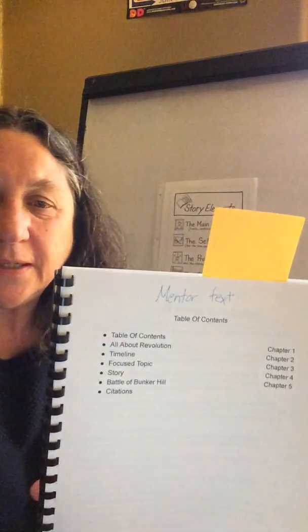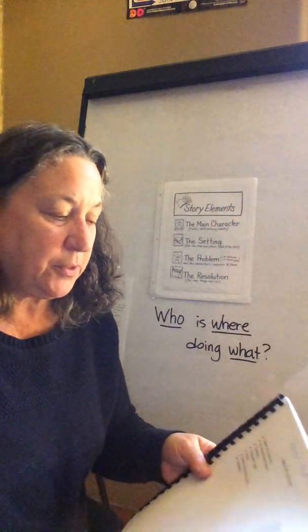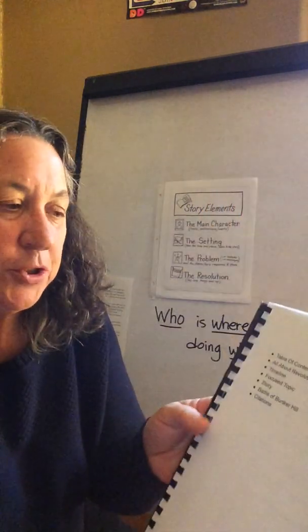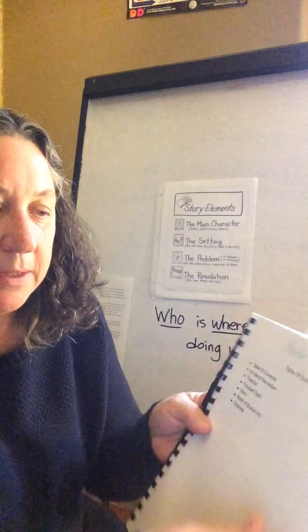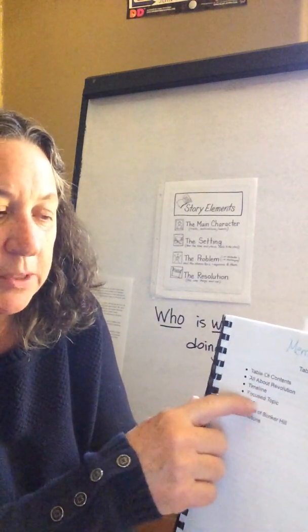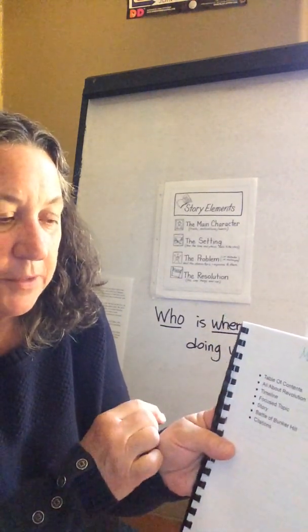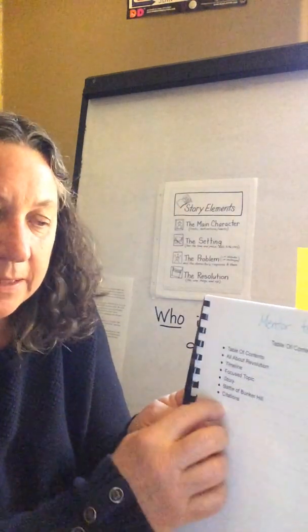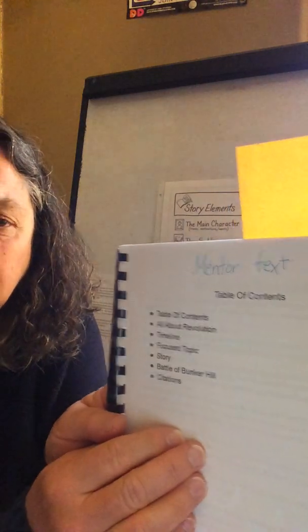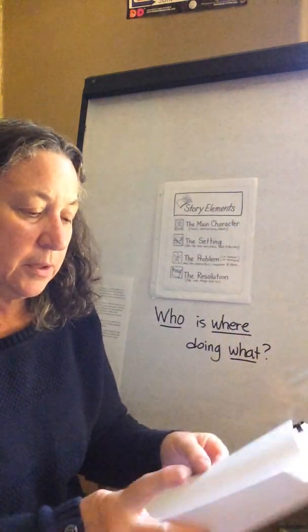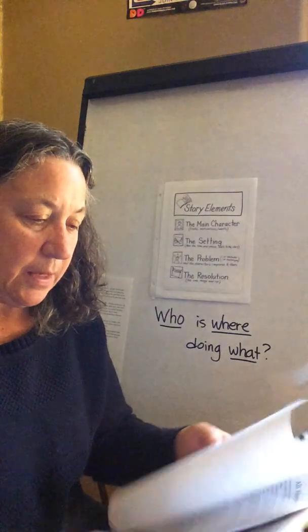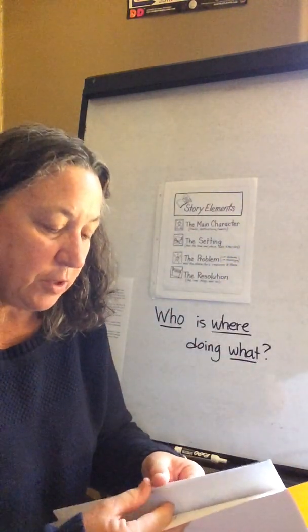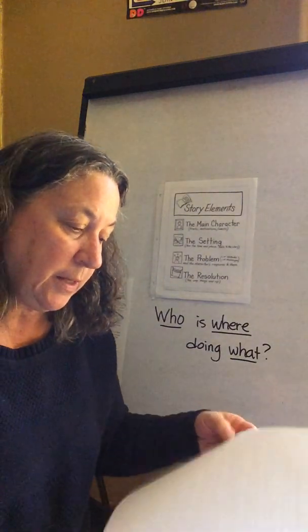And you can see that she has a table of contents with a lot of chapters all about the American Revolution. And then she made a timeline, which I'll show you in a minute. Then her focus topic, which was one of the events of the revolution. She wrote a story, and then she wrote about the Battle of Bunker Hill, and then has this page of citations, like you guys. So kind of cool to see the book already done. So all about the American Revolution, which many of you have started and some people have even finished.